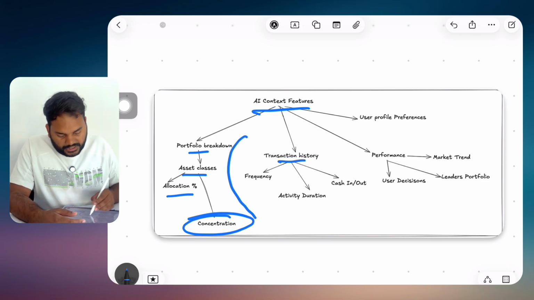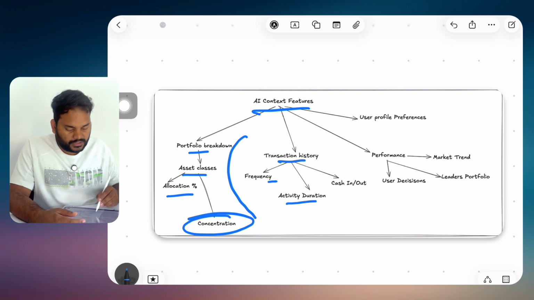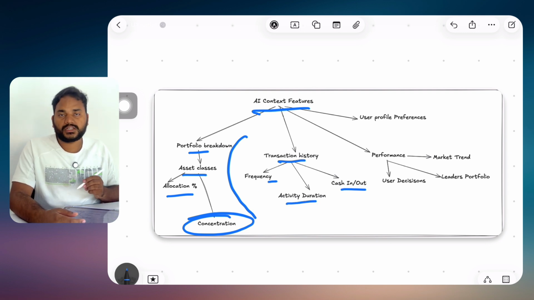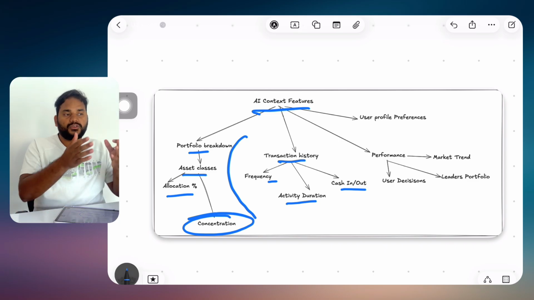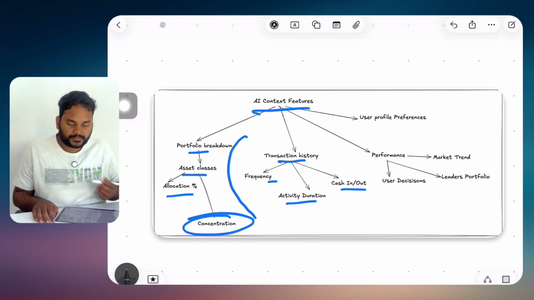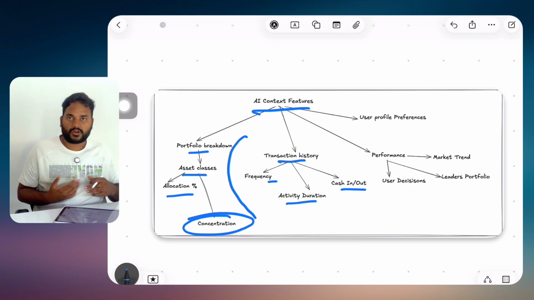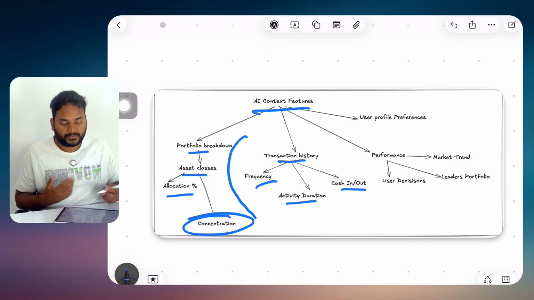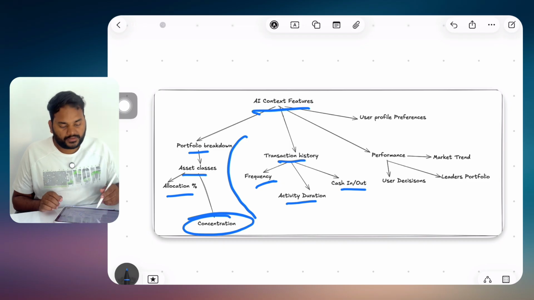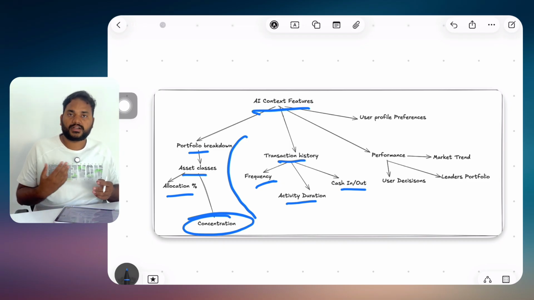The next part is the transaction history. For transaction history, we have three categories: frequency, activity duration, and cash in and cash out. The portfolio breakdown gives information on the market trend, how the user is investing and how it is performing with the market. Transaction history defines whether the user is trusting the platform and whether the user is active on it, based on their frequency, how much they are depositing, their activity duration, and whether they are investing and taking money out instantly. These factors will help the AI understand their activity.